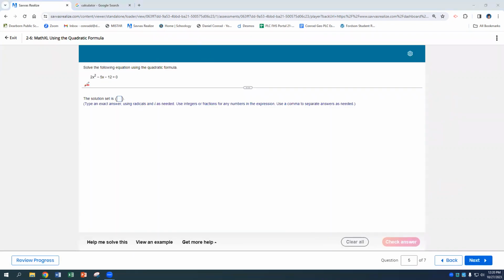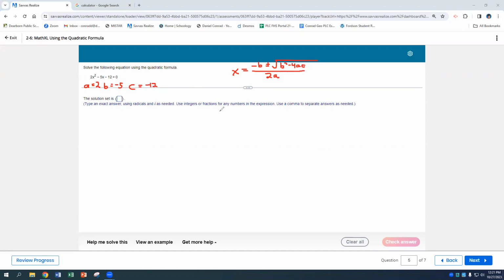All right, so A is going to equal 2. B is going to equal -5. And C is going to equal -12. Okay. So our quadratic formula again is opposite of B plus or minus square root of B squared minus 4AC all over 2A.